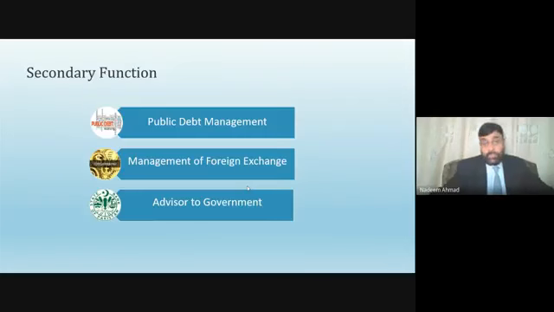Secondary functions, which I just told you: public debt management, management of foreign exchange, and advisor to government. These are the secondary functions that the State Bank performs on behalf of the sole authority of our country, which is the State Bank of Pakistan.